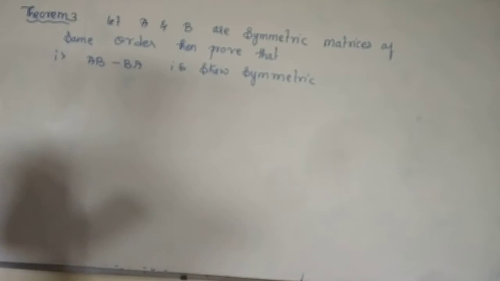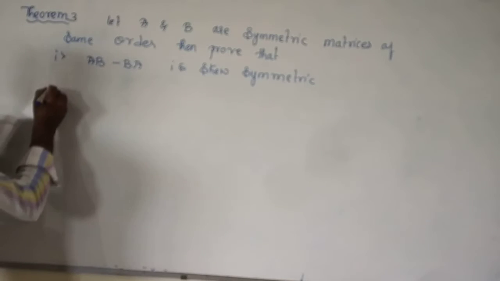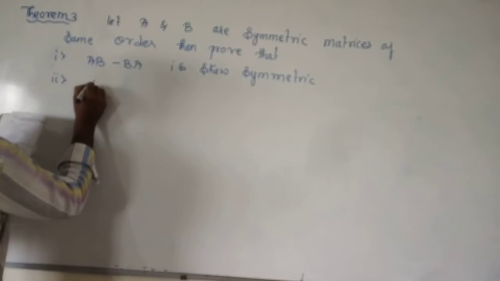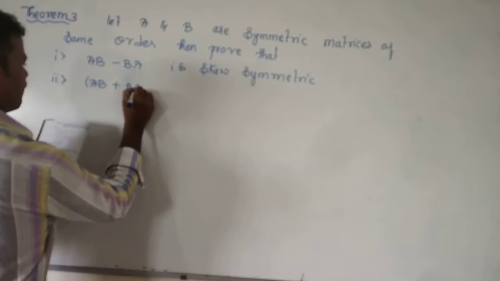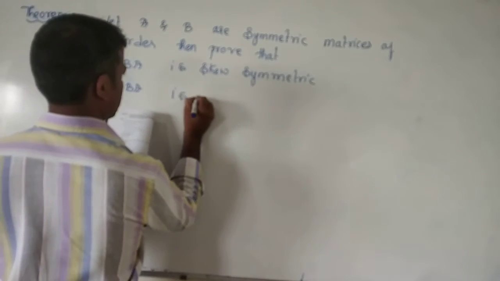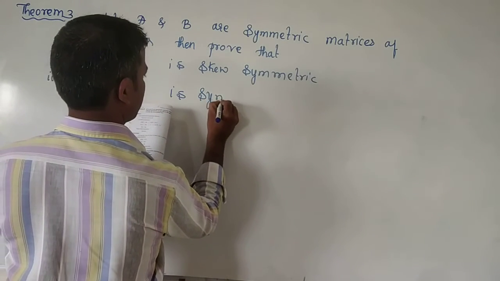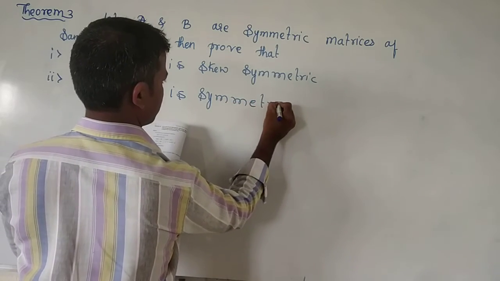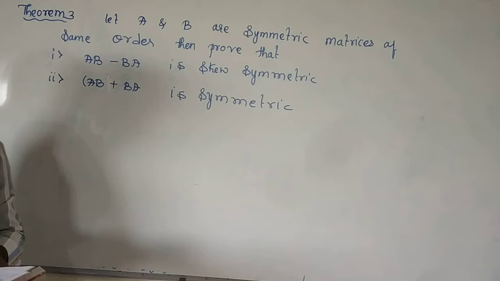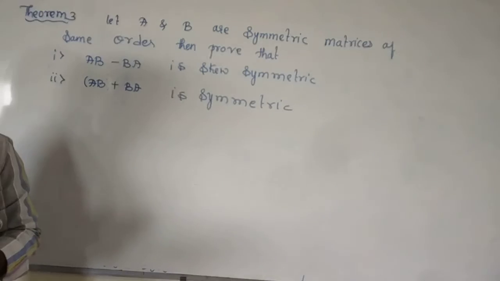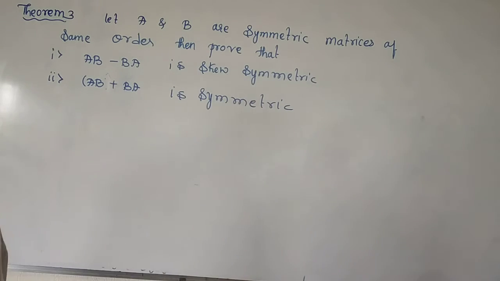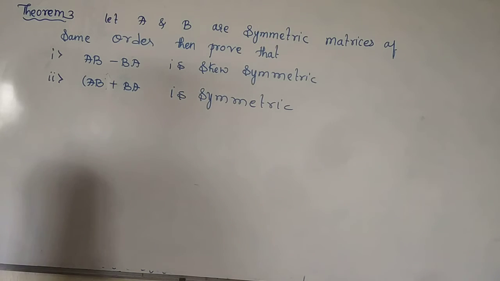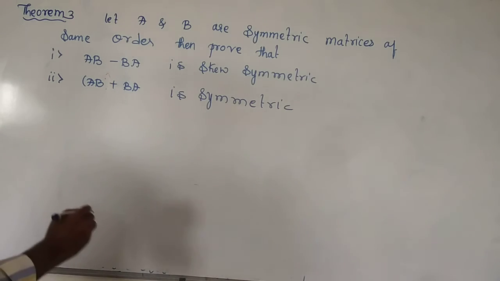Second, we have to prove that A into B plus B into A is symmetric. Given that A and B are symmetric, we have to show that A into B minus B into A is a skew symmetric matrix. With the help of the given information we are going to prove that. So, proof.